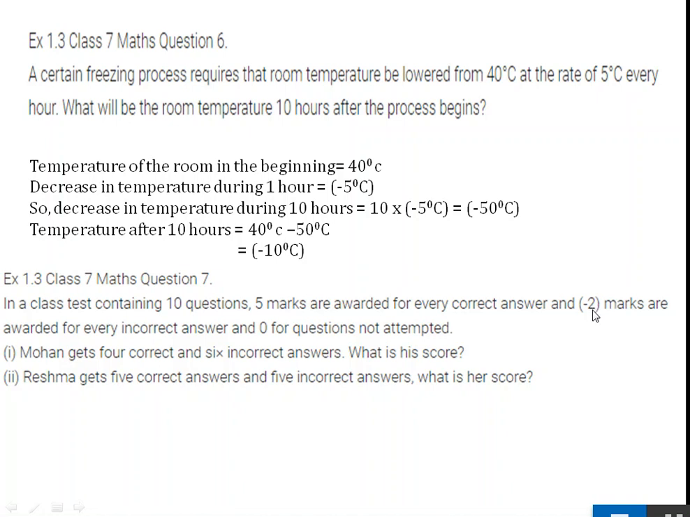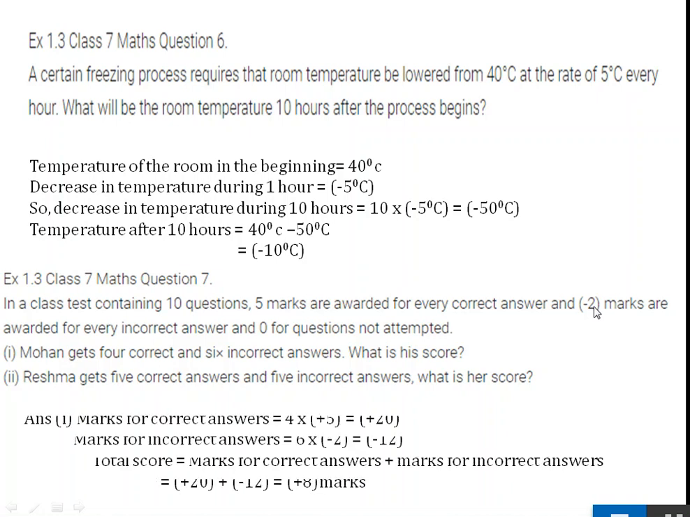For incorrect answers, for 1 incorrect answer you will get negative 2 marks. So for 6 incorrect answers you will get 6 into negative 2. What is 6 into negative 2? It is negative 12. So how will you calculate the total score? Marks for correct answers plus marks for incorrect answers. Plus 20 plus negative 12.